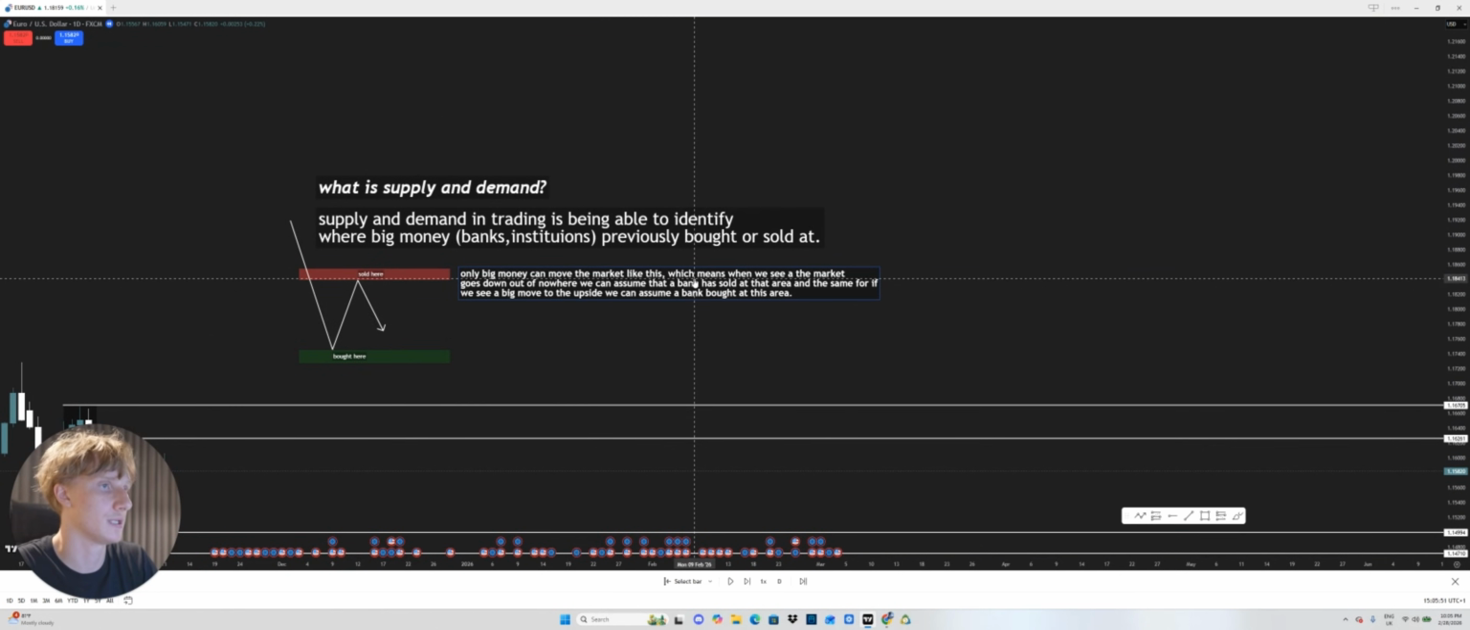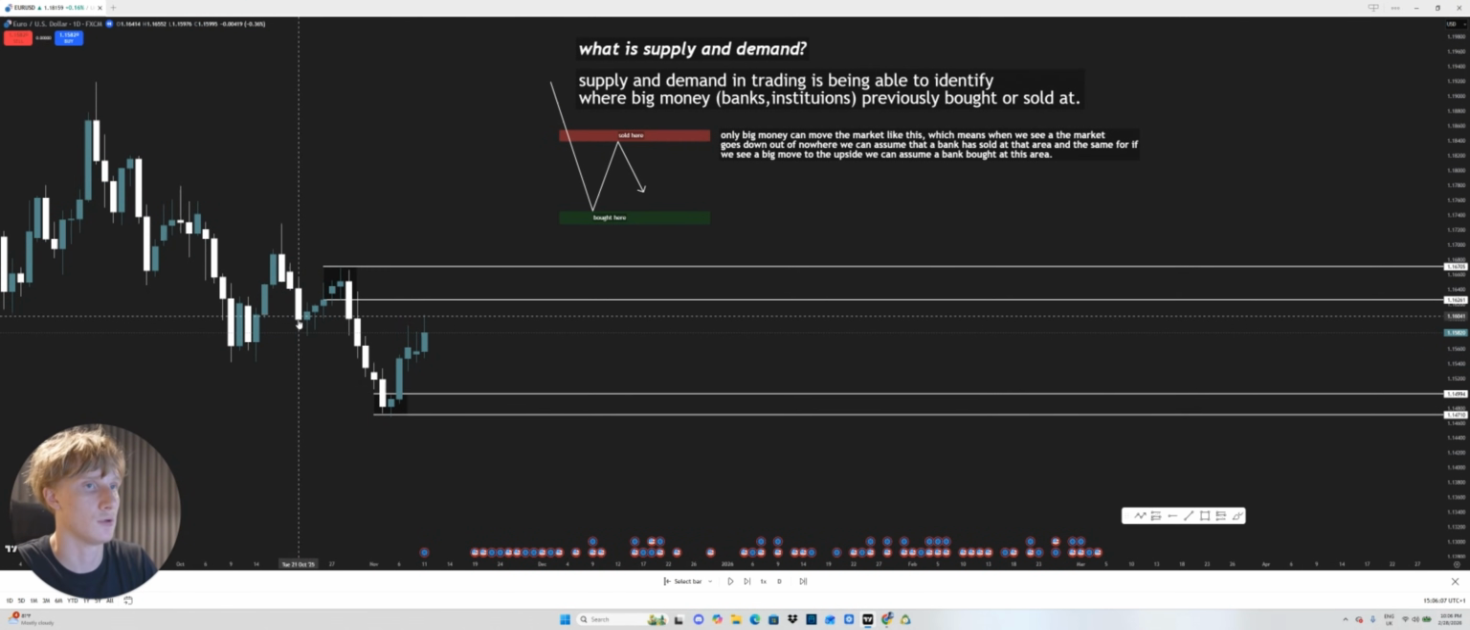Now, only big money can move the market like this, which means when we see a move like this to the downside, or a move like this to the upside, we can assume that a bank has sold here and has bought here. This is an example you can see right here. It was moving up out of nowhere, big dump, big dump. Then suddenly out of nowhere, we turn around and move all the way higher. Then we tap back into where a bank or an institution has previously sold, and once again we move down lower.